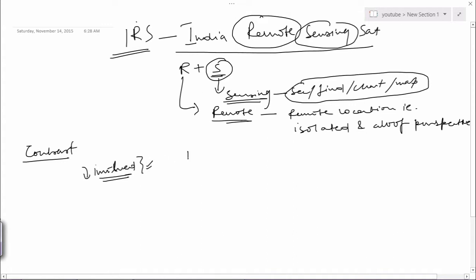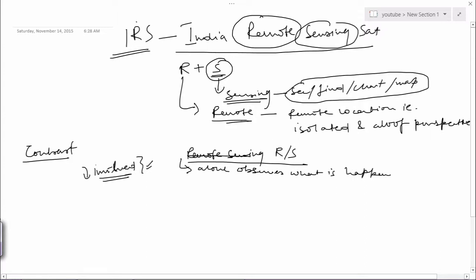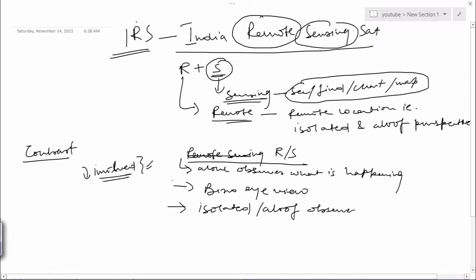In contrast to this, the remote sensing researcher or scientist sits alone and observes what is happening. This is what remote sensing is in a nutshell. So he watches the whole event from a bird's eye view. And that's about it. So here we have an isolated and a more aloof observer collating the data.